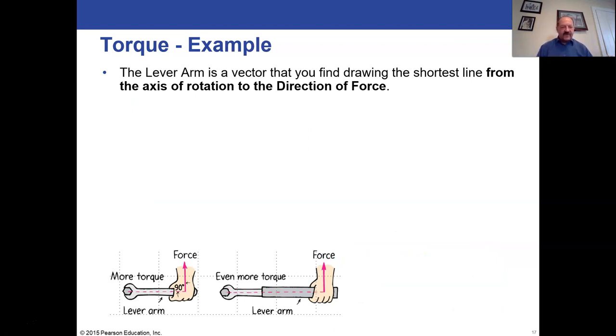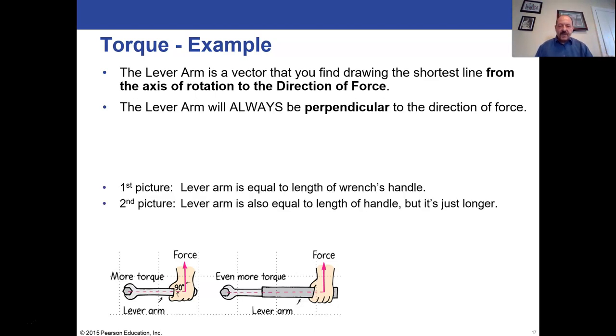We've already looked at one of these, which is very similar to the other. The lever arm is a theoretical vector. We haven't drawn it yet. That's different. All the examples we've done were with the lever arm being right along with the length of the wrench, right? But it is the shortest line from the axis of rotation, which in this case is the nut that's being turned, to the direction of the force, which in this case is the arm.